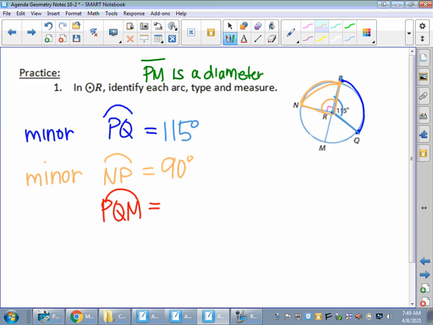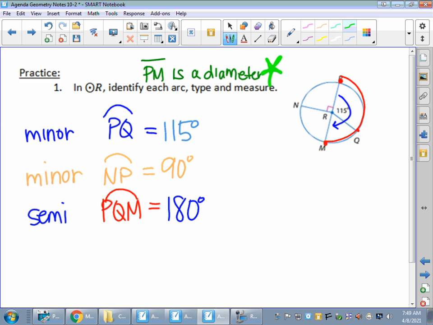So from P, let me take my writing off here. From P to M, those are my two endpoints, but I have to go through Q. So the measure of that one and what kind of arc it is. Well, since I told you this, PM is a diameter, right? So that means that PM cuts the circle in half. That means that this has to be a semicircle. So I'll just say semi, which means how many degrees is it? 180 degrees.